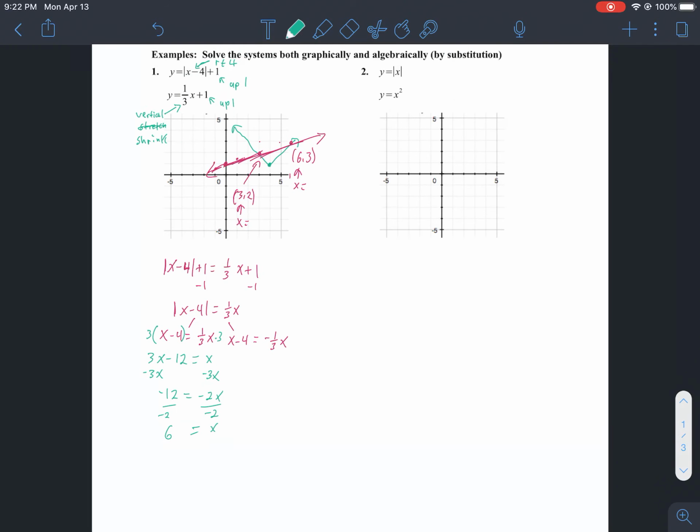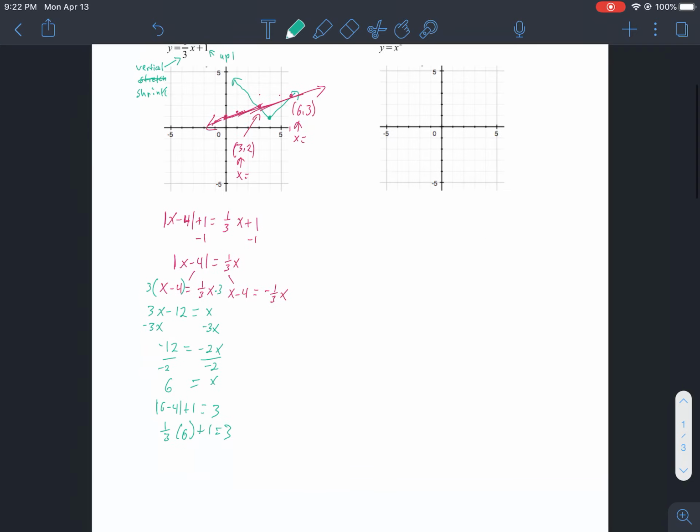Now if I plug it into the top and the bottom, I should get the same thing, and I can double check. So if I plug it in the top, I get the absolute value of 6 minus 4, plus 1. 6 minus 4 is 2, plus 1 is 3. And the bottom, I get 1/3 times 6 plus 1. 6 times 1 is 6, divided by 3 is 2, plus 1 is 3. Oh my, we got 3 both times, so it's right. (6, 3) is a solution.